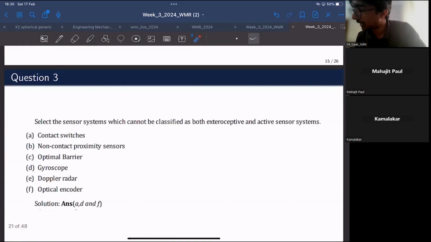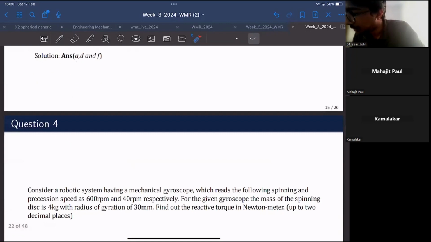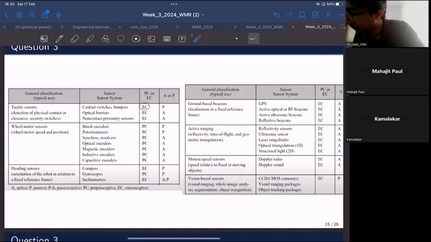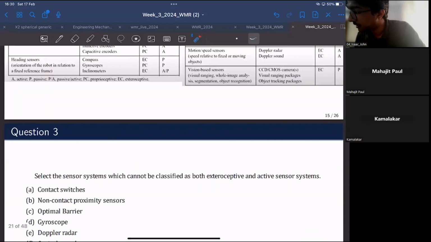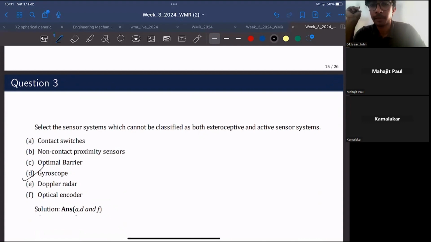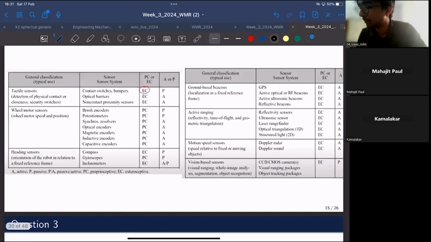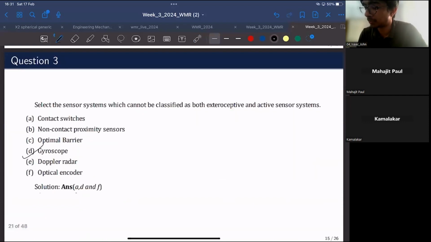So contact switches are exteroceptive. If you take a look at this figure, contact switches are exteroceptive and passive. But the question says which cannot be classified as exteroceptive. I think the choice of answer is wrong, because as per what is being provided, the logical correct answer is indeed the gyroscope. I suppose these were questions from the previous year's question paper, which had some sort of errors, I think.